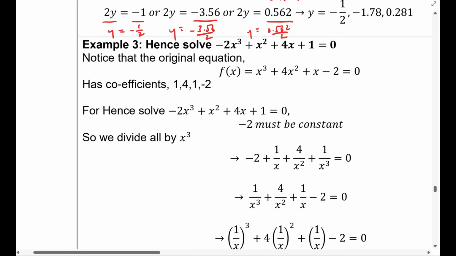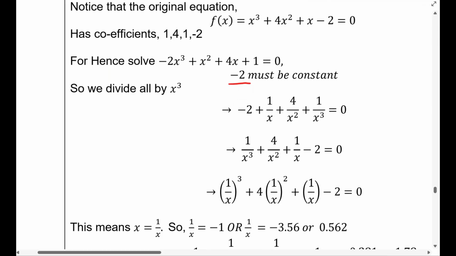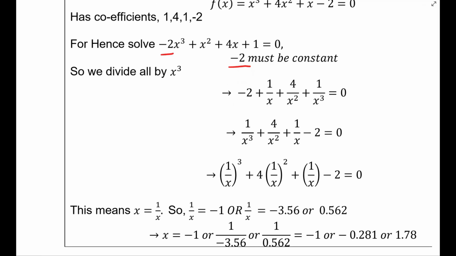Solving for 2x cubed plus x squared plus 4x plus 1. For this example, we are trying to make our given equation look somewhat similar to the equation that we had at the start, in terms of the coefficients and the constant being the same. To solve this new equation, we must keep our constant the same as the original equation. So minus 2 will still have to be our constant. So how do you get minus 2, which is this coefficient? We can divide all by x cubed. We will get this equation.